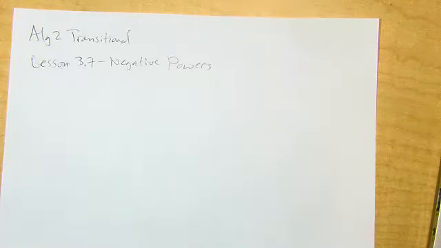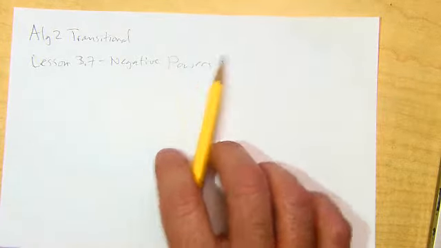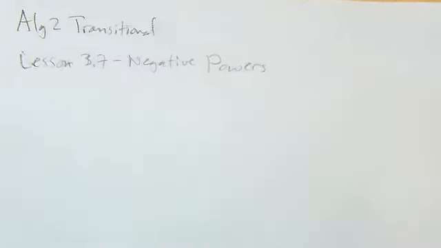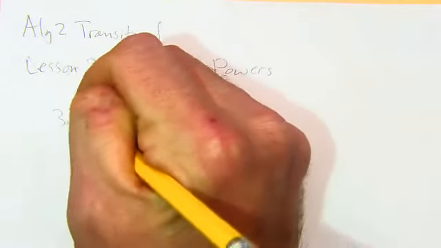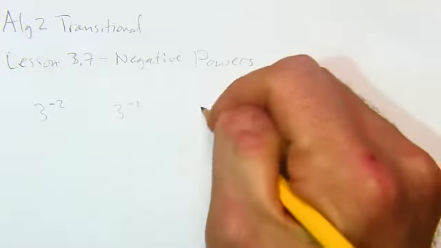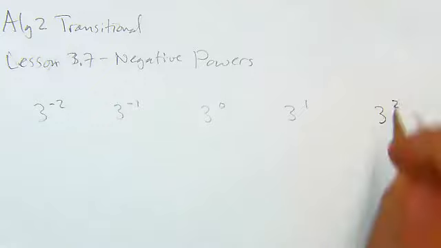All right, guys, on to lesson 3.7 here. We're going to get into negative powers. So when the exponent or the power is a negative number, here's how it goes. Let's do just 3 to the negative 2. I'm just going to write out this progression: 3 to the negative 2, 3 to the negative 1, 3 to the 0, 3 to the 1, 3 to the 2.